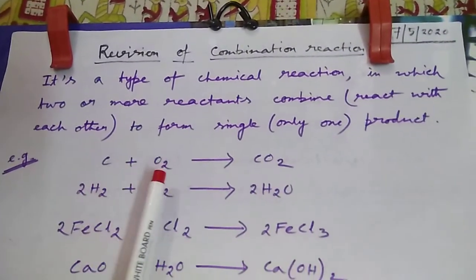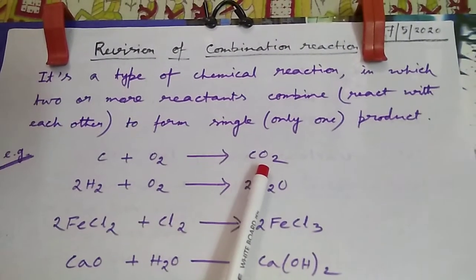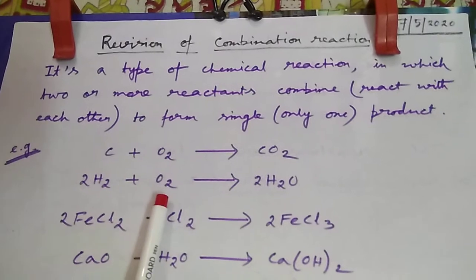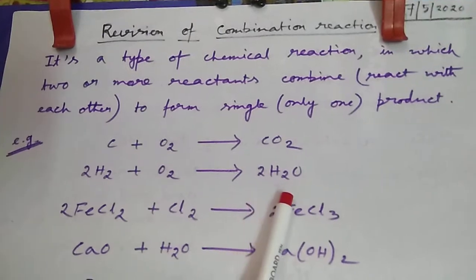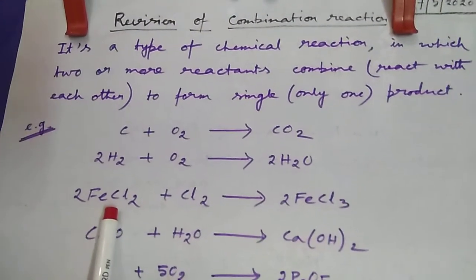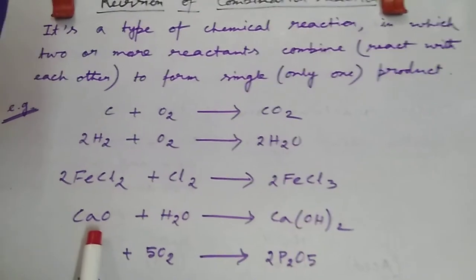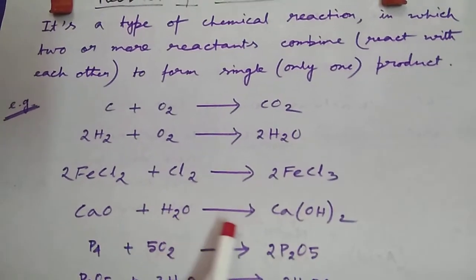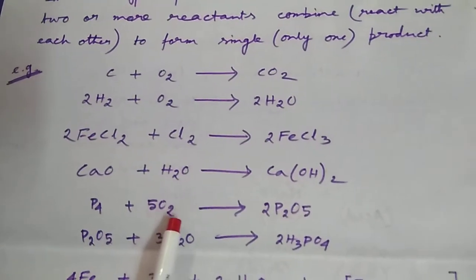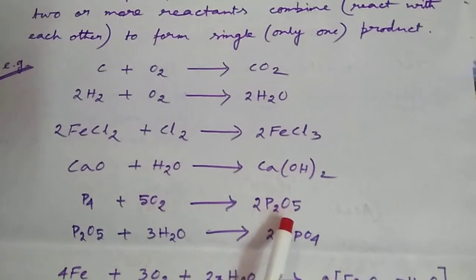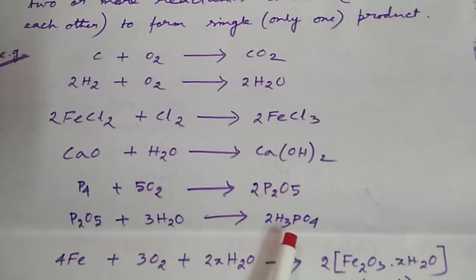Examples: carbon burns in oxygen to form carbon dioxide. Two reactants, one product. Hydrogen burns in oxygen to form water vapor. Two reactants, one product. Iron 2 chloride reacts with chlorine to form iron 3 chloride. Calcium oxide reacts with water to form calcium hydroxide. Phosphorus burns in oxygen to form phosphorus pentoxide. Phosphorus pentoxide reacts with water to form phosphoric acid.